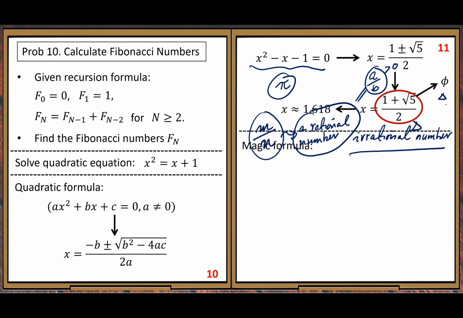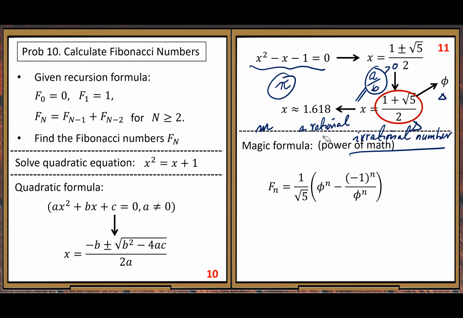Then the magic formula for Fibonacci numbers. We will see this is the magic formula. F sub n equals 1 over root 5 times the parenthesis phi to the nth minus -1 to the nth over phi to the nth. That is the Fibonacci number formula.